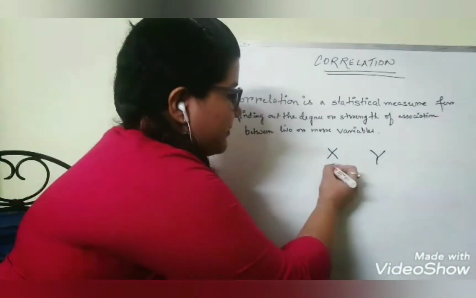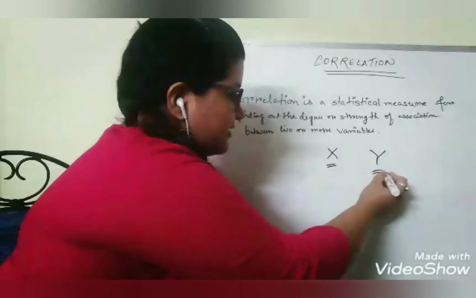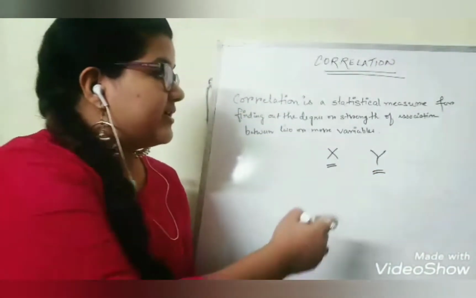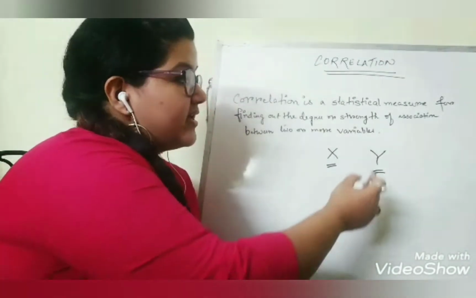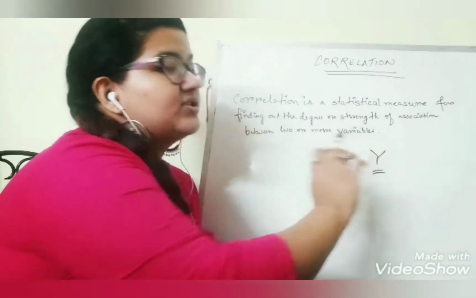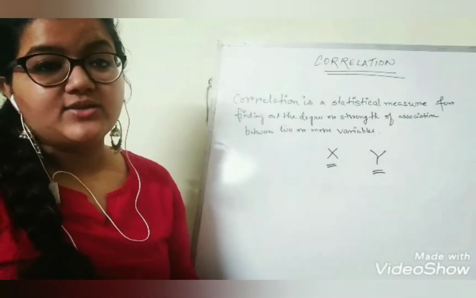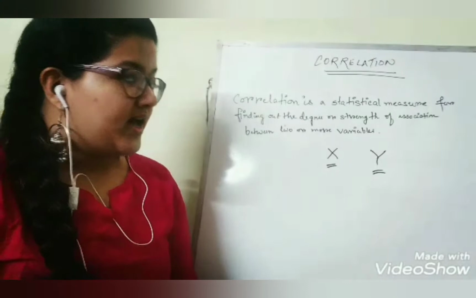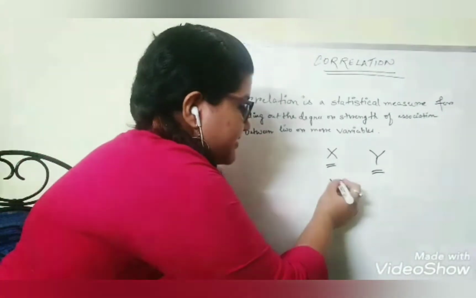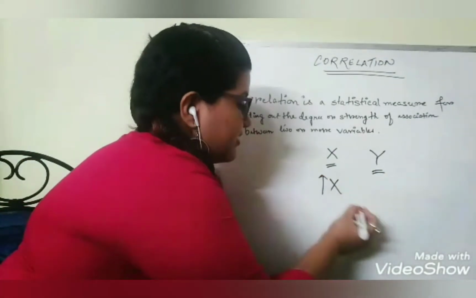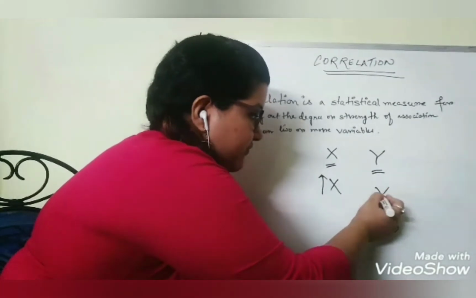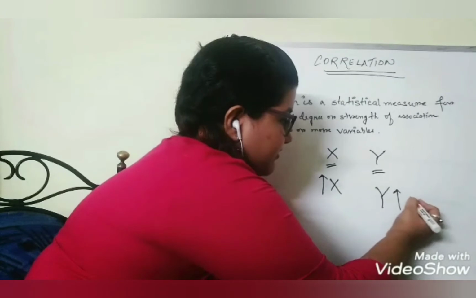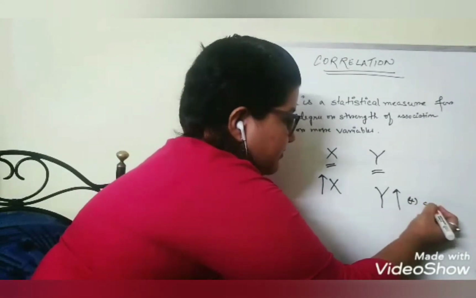If change in variable x leads to change in variable y, then there is a correlation. But if change in variable x does not have any change in variable y, then there is no correlation. I hope it's clear. Now, if variable x increases, as a result of which variable y also increases, there is a positive correlation.